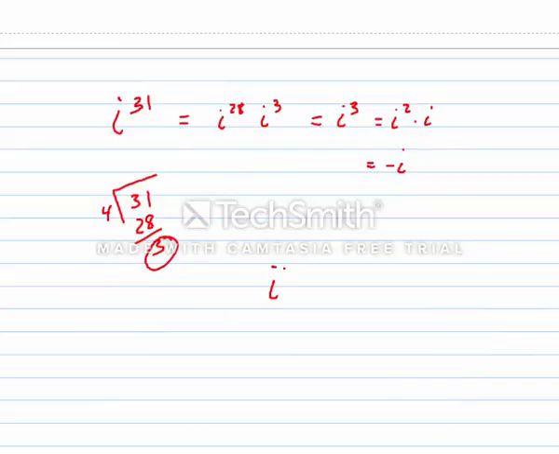If we did an i to the 42nd, that's equal to, divided by 4, the remainder is 2. That's just the same as i squared, which is minus 1.